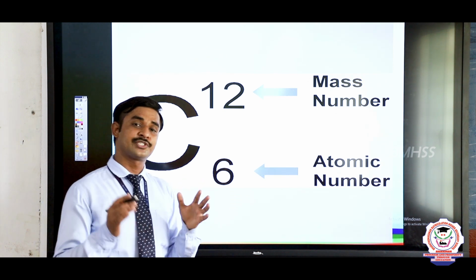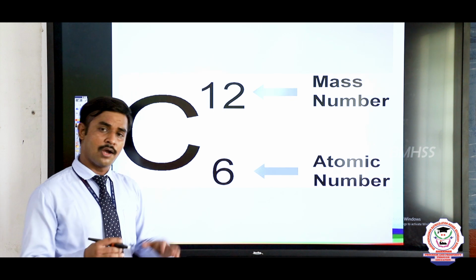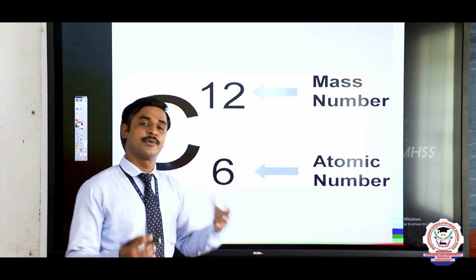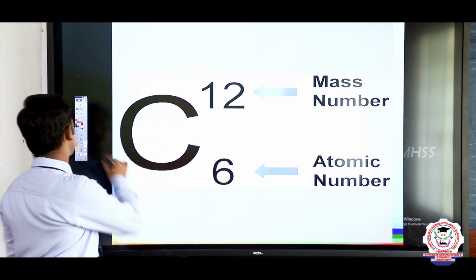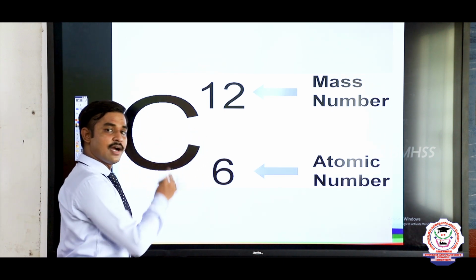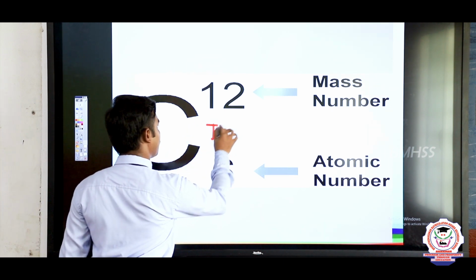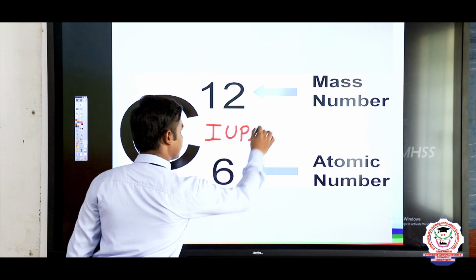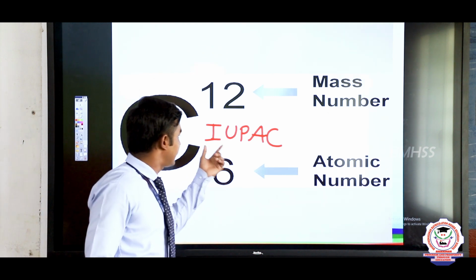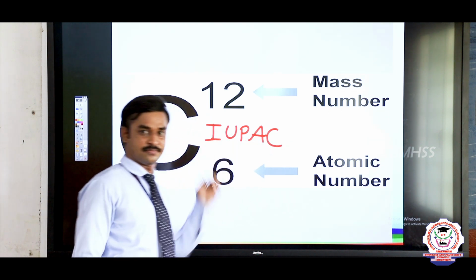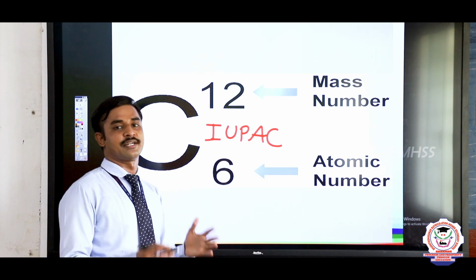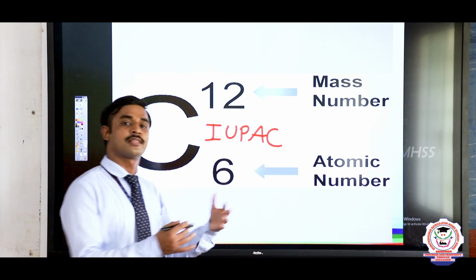Carbon 12 is the standard atom because carbon has 3 types of isotopes: carbon 12, carbon 13 and carbon 14. But only carbon 12 is accepted as the stable and standard atom by IUPAC. IUPAC is the International Union of Pure and Applied Chemistry. This union selects the carbon atom as the stable and standard atom for measuring the weights of other elements.